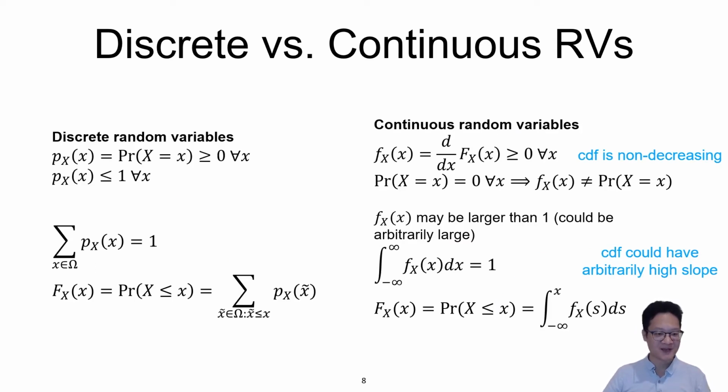Some basic properties of random variables. For discrete random variables, the probability mass function is always going to be greater than or equal to 0 for any input, because the probability of any outcome is always non-negative. And of course, all of them must also be less than or equal to 1, right? Probabilities cannot be greater than 1. But the summation over all possible outcomes of the probability mass function is equal to 1.